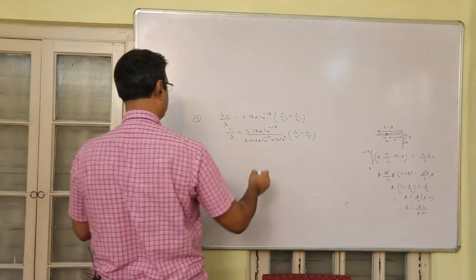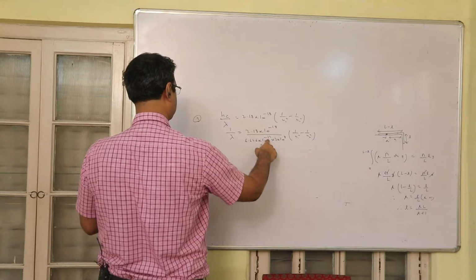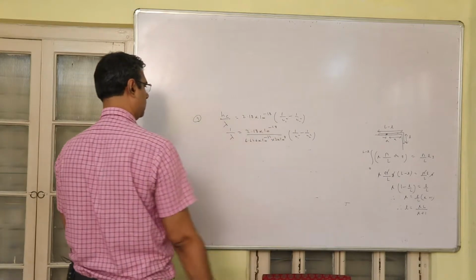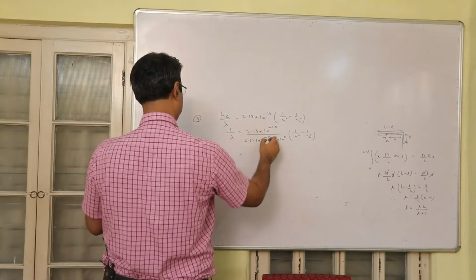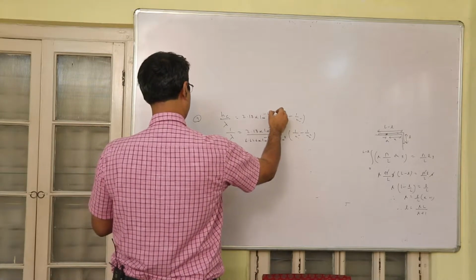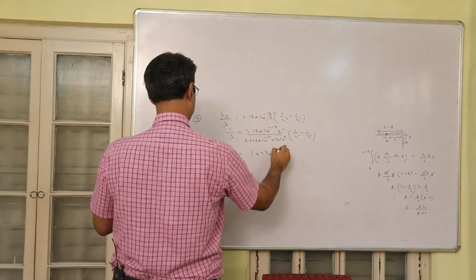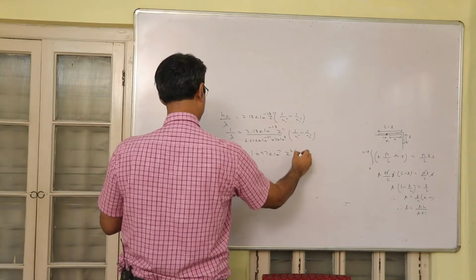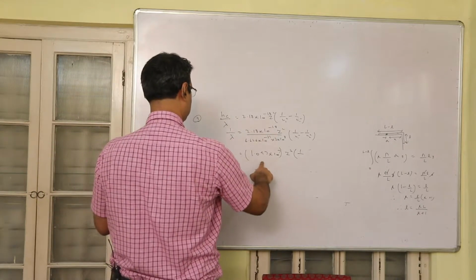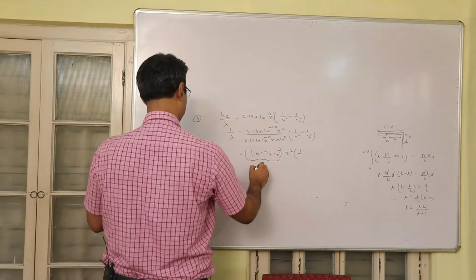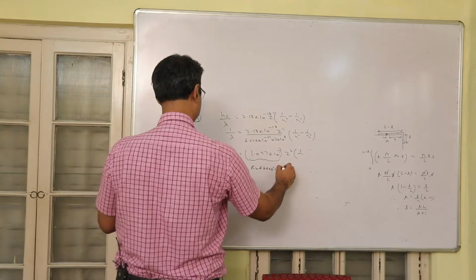1 by lambda is 2.18 into 10 to the power minus 18 by 6.626 into 10 to the power minus 34 into 3 into 10 to the power 8 into 1 by n1 square minus 1 by n2 square. So this brings us to Rydberg's constant. This value which is written over here comes to 1.097 into 10 to the power 7. This is known as Rydberg's constant.